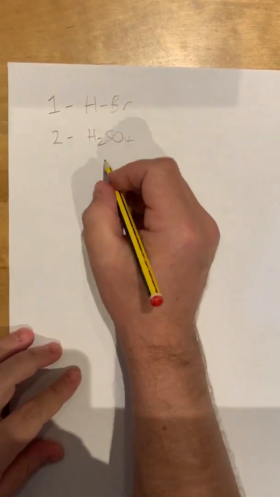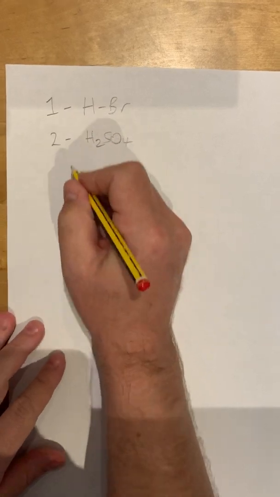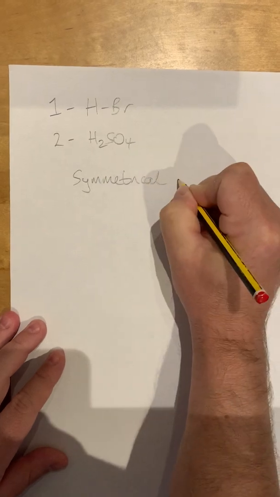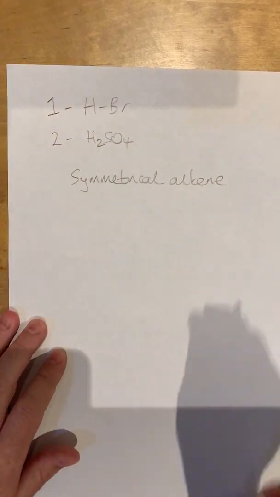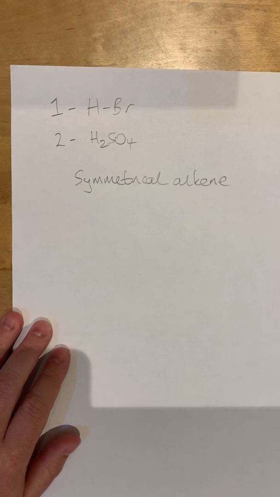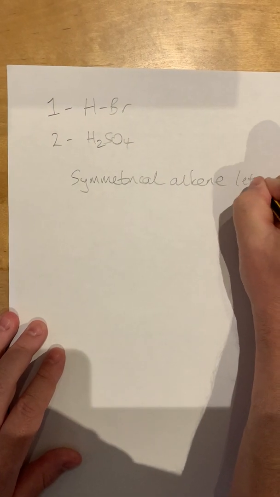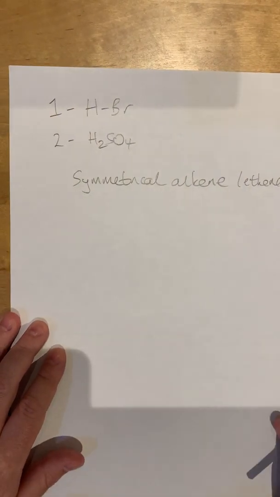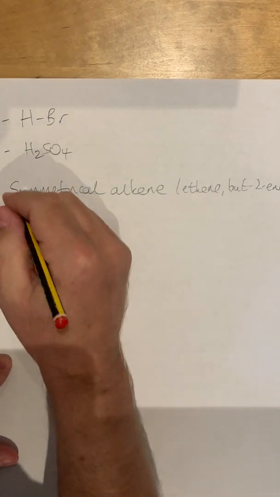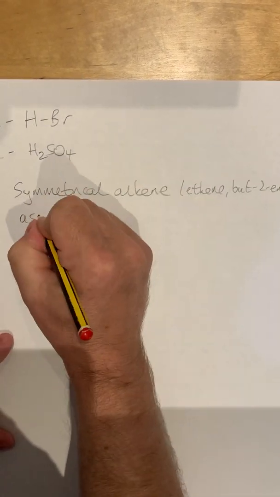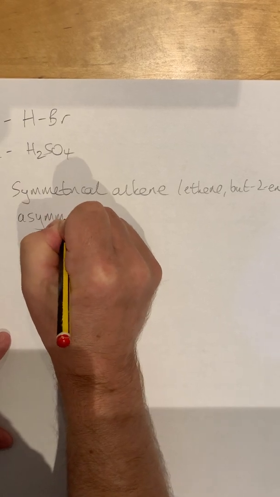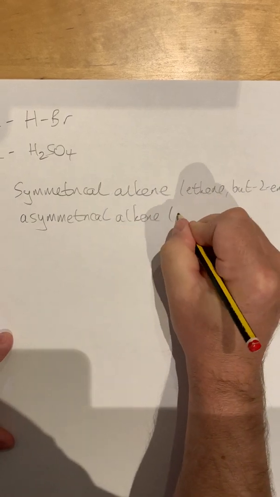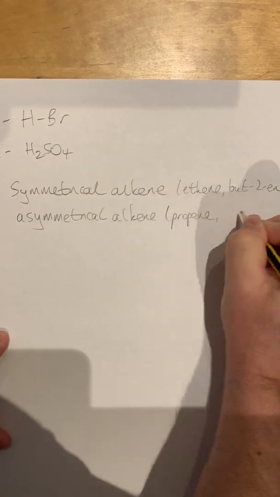Now, the point in this comes down to whether you've got a symmetrical alkene like ethene or butene, or whether you've got an asymmetric, so non-symmetric, alkene, and that may be propene or butanone.